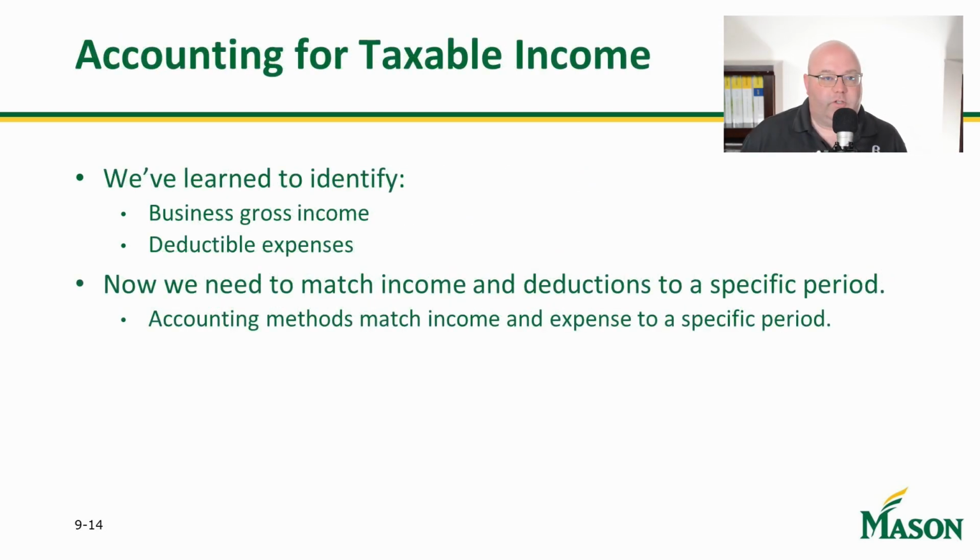Okay, so accounting for taxable income. We've learned to identify gross business income and deductible expenses. Now we need to match the income to a specific period. And that's where they're going to talk a little bit about the accounting methods where they match income and expenses to that specific period. So, for example, if you're a cash basis taxpayer, it's going to be when the cash is actually paid out. And when it's an accrual basis taxpayer, it's going to follow the accrual accounting, which, of course, most people in this class already know. So I'm not going to go too much into that. That's all I've got to say about that.